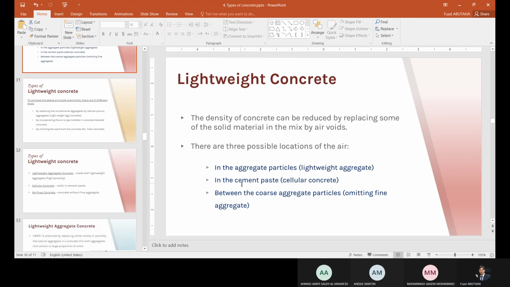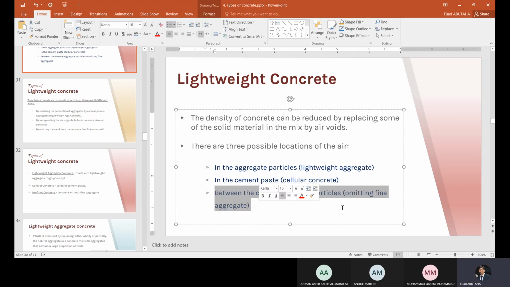Lightweight aggregate. The second one is also related to the aggregate, by not using fine aggregates. In other words, we don't use sand in the concrete. We only use cement, water, and coarse aggregate, gravel. We don't use sand. So this is also one of the methods to reduce the weight of the total concrete.